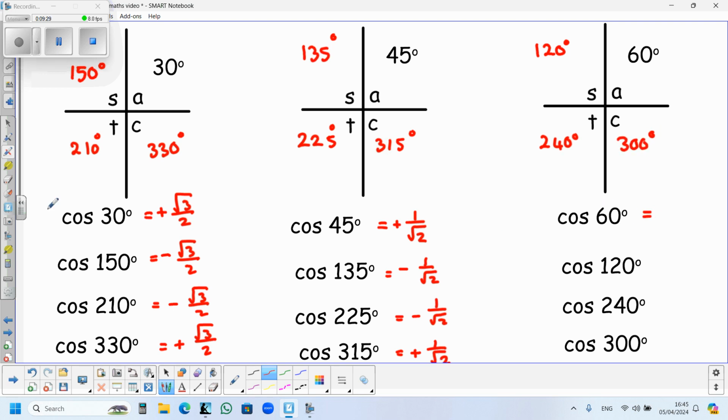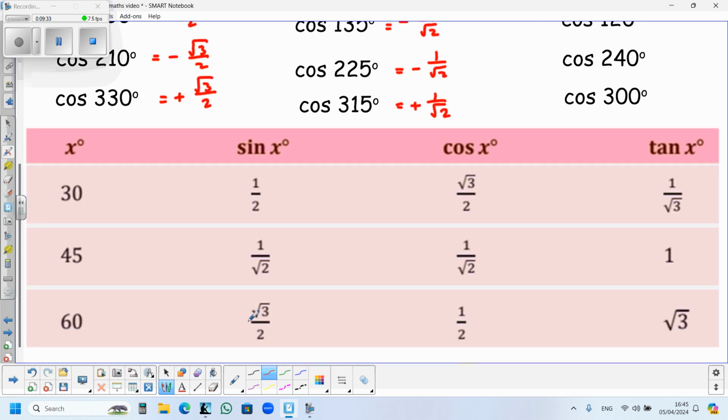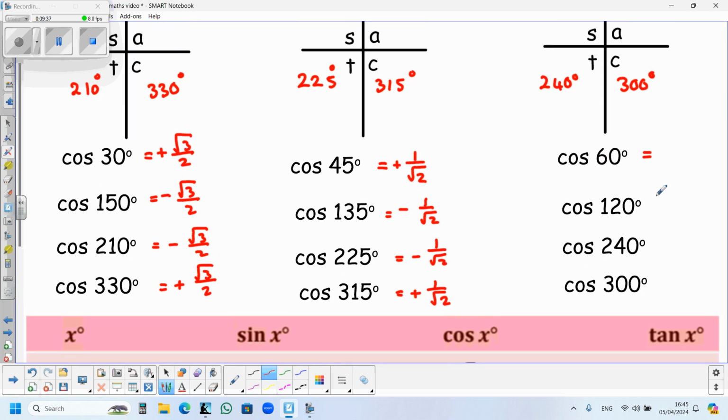Now I want cos 60. Cos 60 is a half. There it's down there. So cos 60 is a half. So they're all going to have this numerical value of a half. But 2 of them are going to be positive and 2 of them are going to be negative.